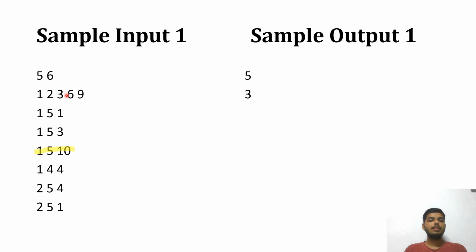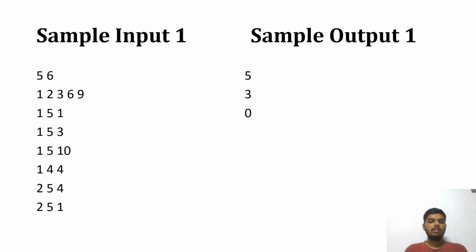The next, third position is 3, which is also not greater than or equal to 10. Fourth position is 6, which is also not greater than or equal to 10. And the fifth position is 9, which is also not greater than or equal to 10. So we can output the answer that there are 0 elements which are greater than or equal to 10.